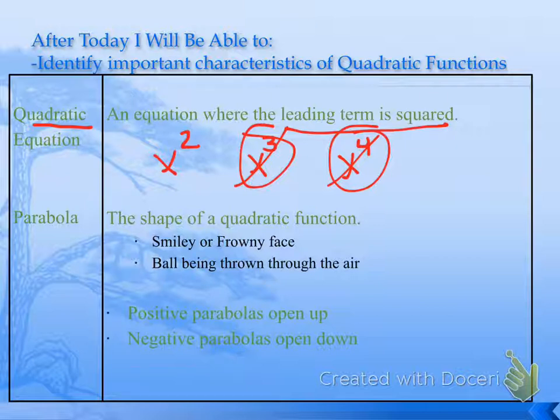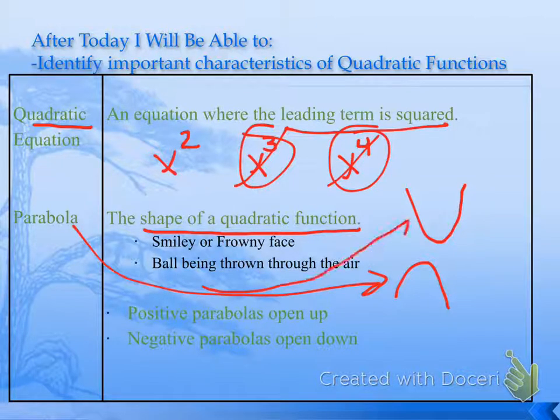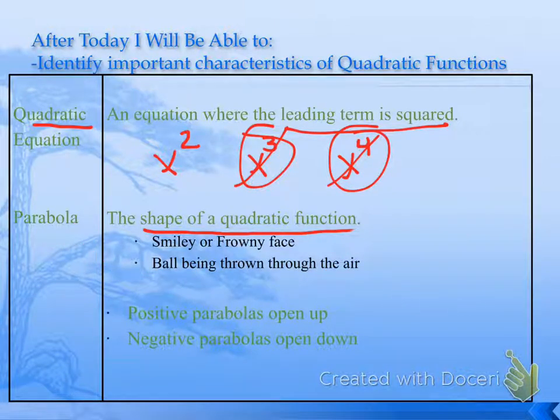Okay, the next is a parabola. That's the shape, the curve. These curves that we have, we call these parabolas. Okay? Now, the way it works is a positive parabola opens up. Okay? A negative parabola opens down. The way I always remember it, positive usually means that you're happy, so you have a smiley face. That is an opened up parabola. A negative parabola means you're sad, which means you have a frowny face, which means you open down.